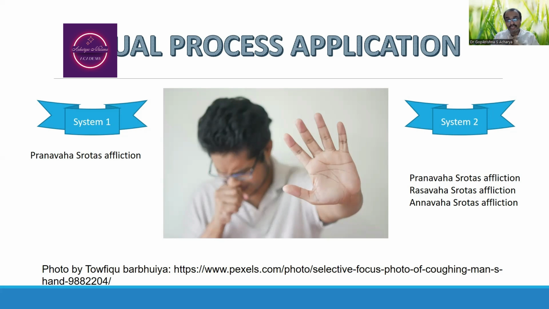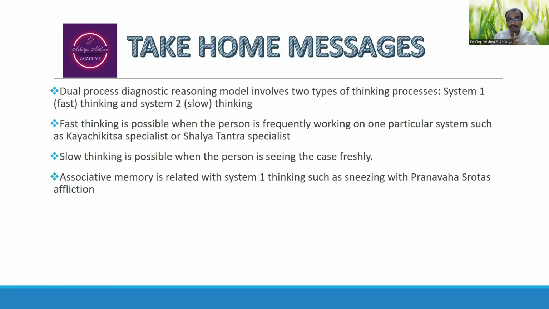That is what we can say is system 2 thinking. Whereas in system 1 thinking, by looking at one particular lakshana itself, we are going to say that he may be suffering from this particular systemic illness, this particular srotas affliction. Only after having an interaction with the patient, only after doing certain physical examination of the patient, only after suggesting the laboratory investigations and looking into the reports, you are going to make a conclusion that the person may be having this particular srotas affliction. That is considered to be system 2 thinking.